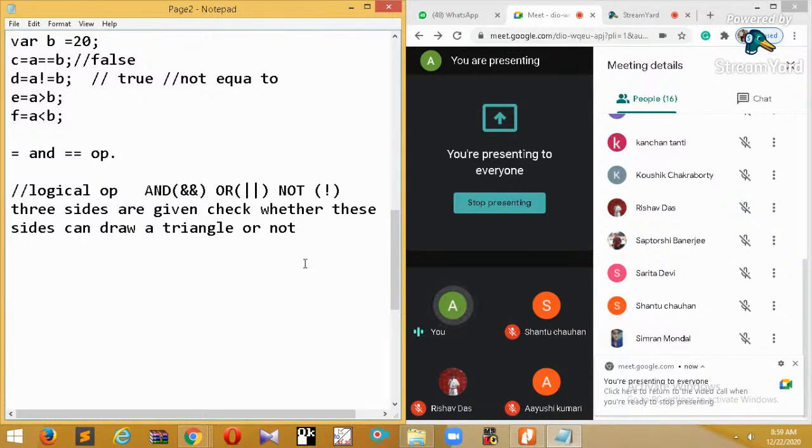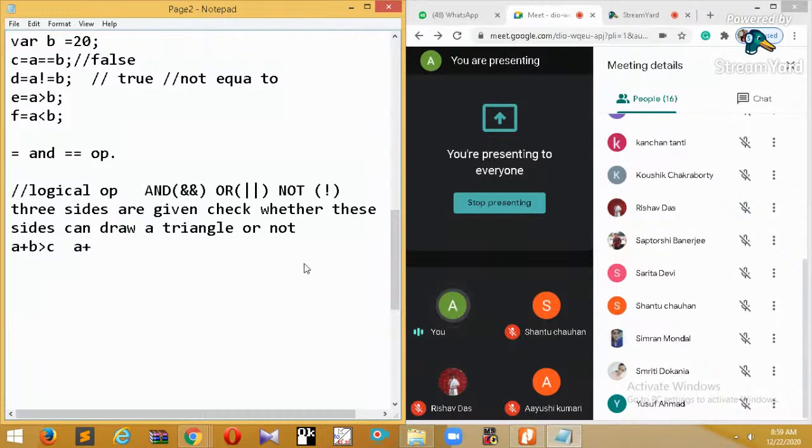So what rule is there? Sum of any two sides must be greater than the third side. That means if I take a plus b, I'm taking first these two sides, a plus b should be greater than c. Next, if I take the second option, a plus c, it should be greater than b. And the third option is b plus c greater than a.